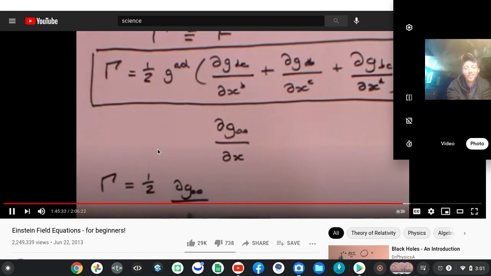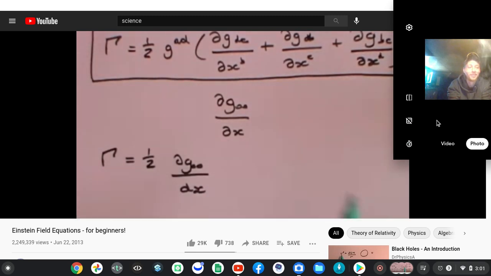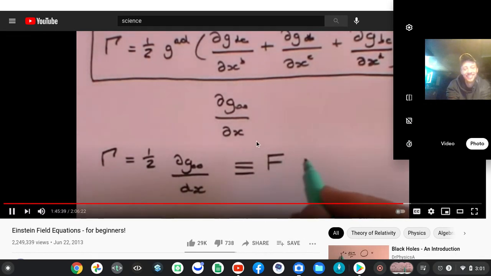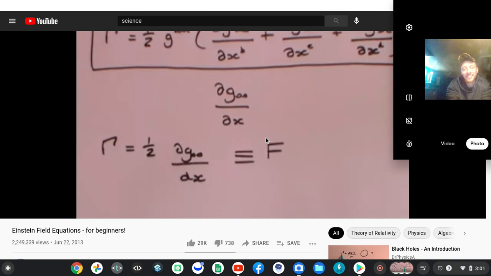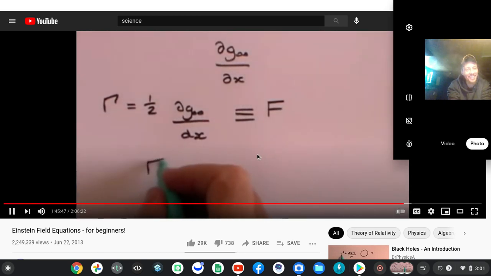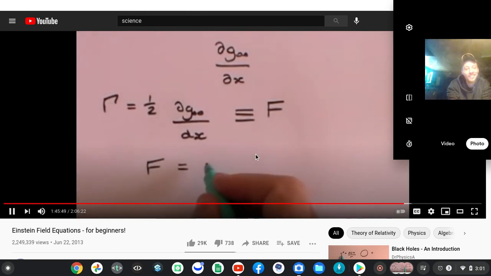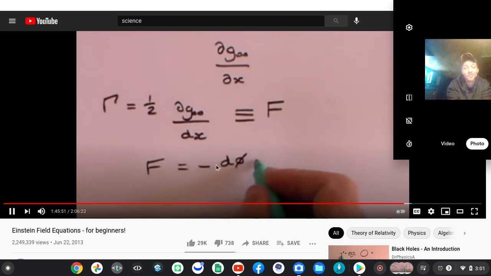Sometimes you have stuff done, sometimes they don't. You've got to fill in the gap. That, we said, was equivalent to a force term. So the force is kind of equivalent to this term here. But in Newtonian mechanics, force is minus the derivative of the potential.